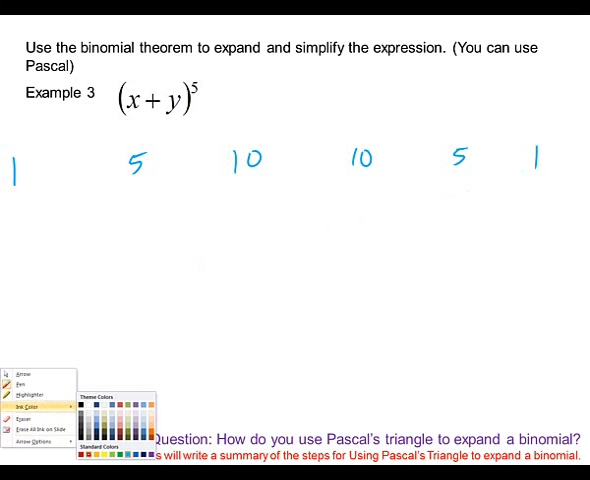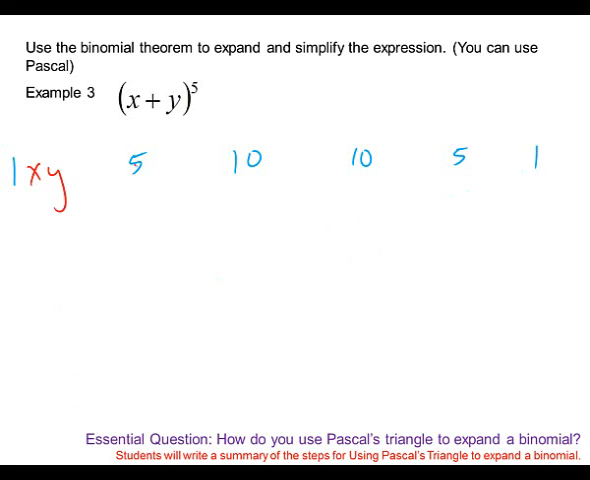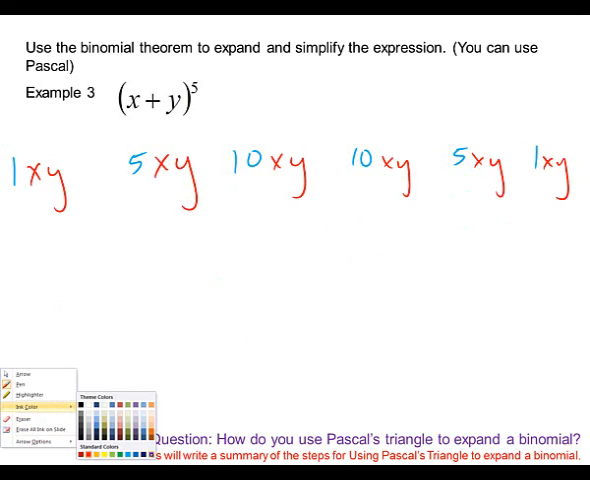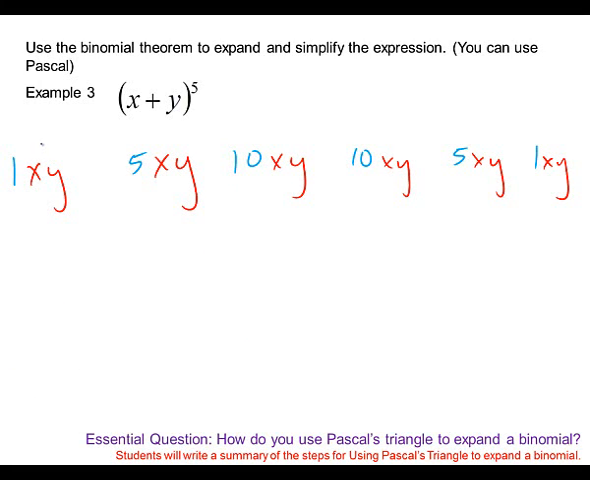Then I'm going to go to my variables. My variables are still x, y, so I'm going to go x, y, x, y, x, y, x, y, x, y, x, y. Now I'm going to put some exponents on them. So what's my first exponent on my x? 5, and then you count down. 4, 3, 2, 1, 0. And then what exponent's going to go on my y that's most to the right? 5. So 5, 4, 3, 2, 1, 0.